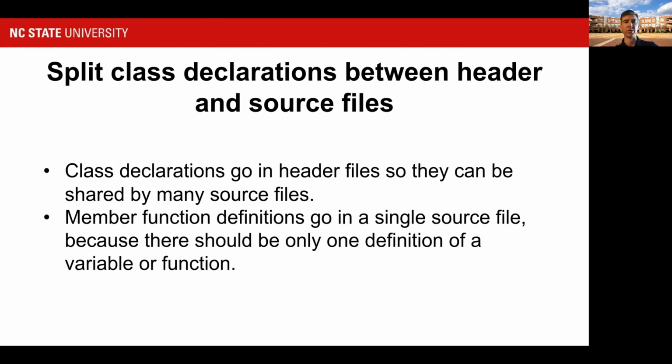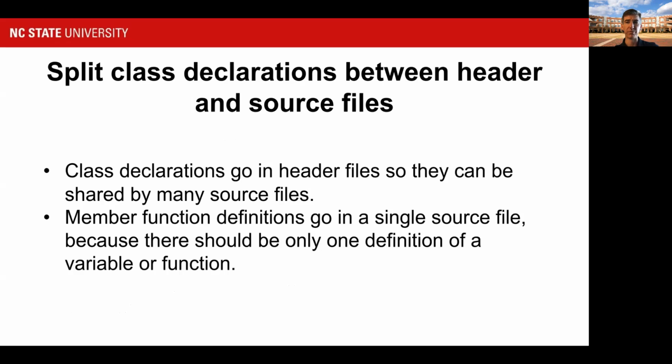Okay, so the general approach is that you split the class declarations between a header file and a source file. The class declaration is going to go in a header file so that it can be shared by many source files. And really a class declaration is just a promise to a compiler to implement something, so you can include that in multiple files without causing problems. It's like a function prototype in C.